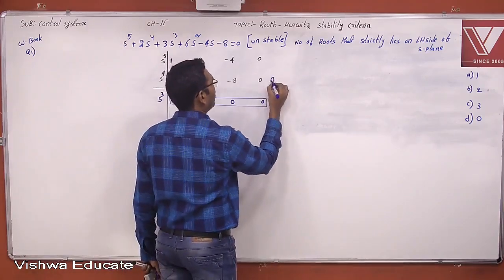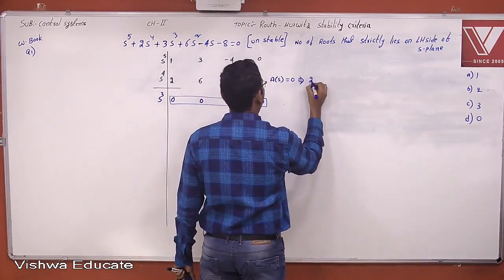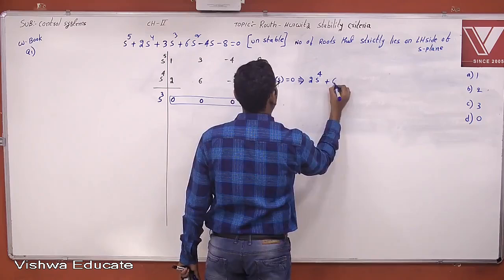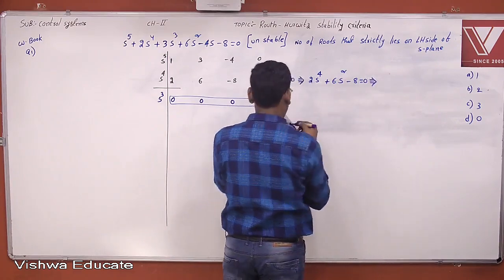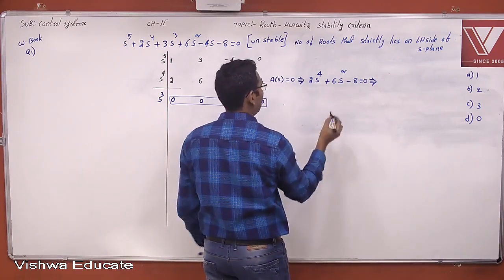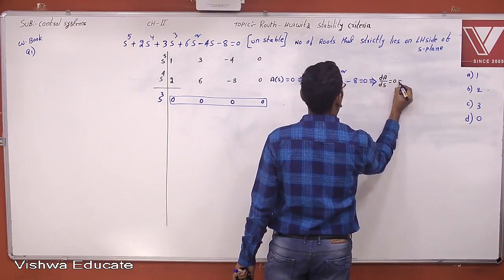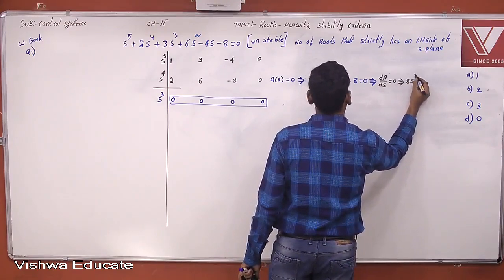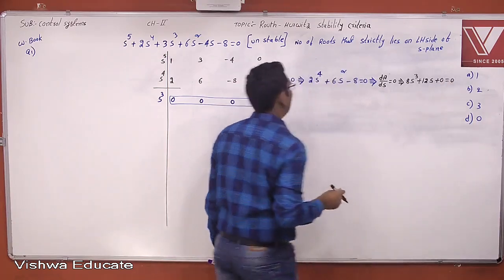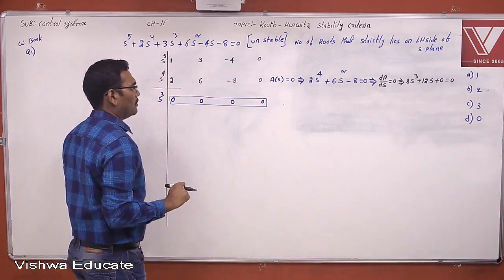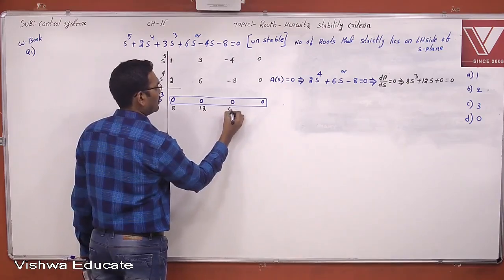This is where we use the auxiliary equation. The auxiliary equation is 2s power 4 plus 6s square minus 8 equal to 0. Now differentiate the auxiliary equation: dA by ds equals 8s cube plus 12s plus 0 equals 0. So this row is 8, 12, 0, 0.